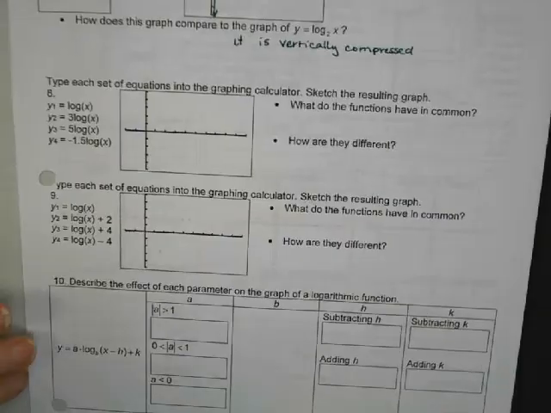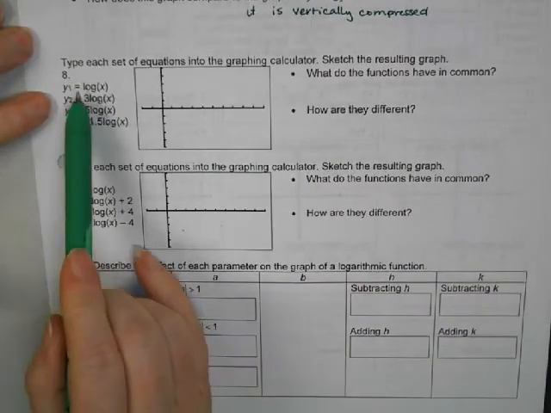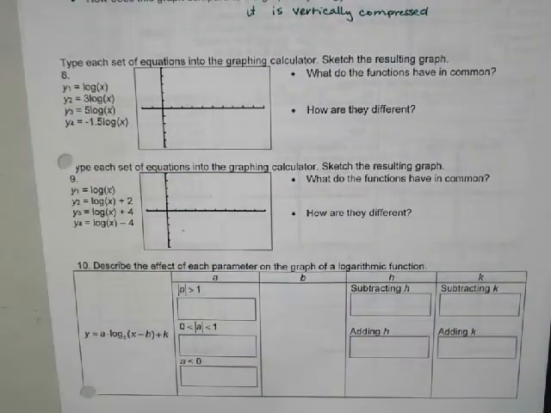Okay, so now they want us to type each of these equations. Notice over here on 8, they have a y1, a y2, a y3, and a y4. They want us to put them all in and see how they're different.